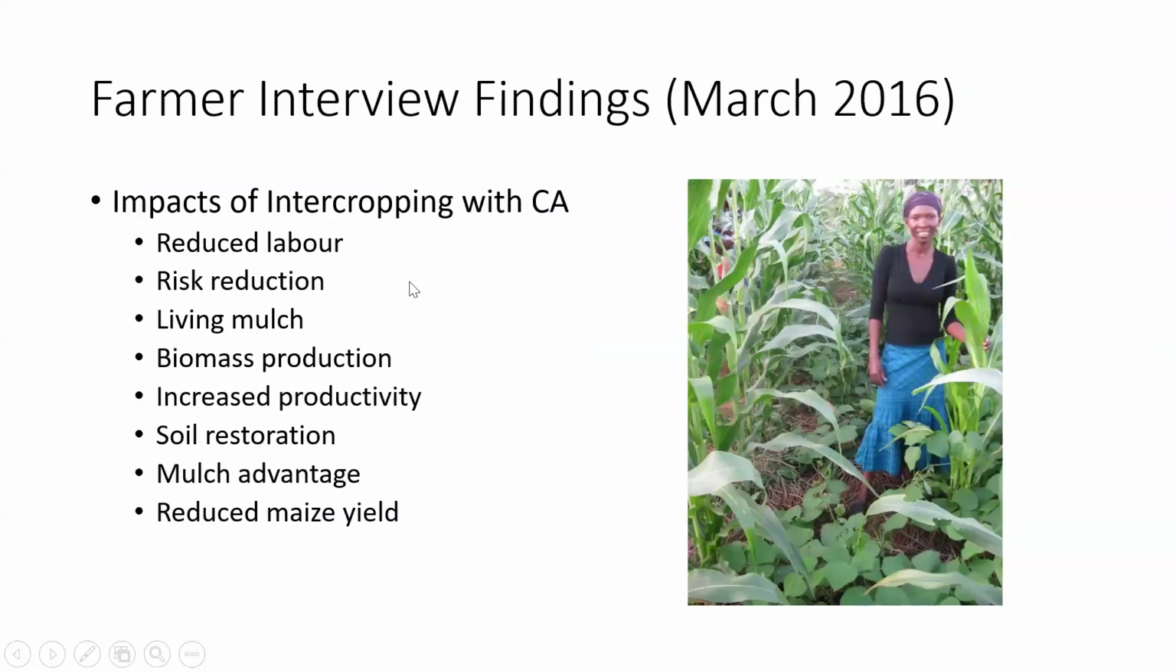So we ended the project by interviewing the farmers, and this is what we learned: the impacts of intercropping reduced labor, reduced risk, and provided a living mulch for farmers who did not have mulch to put on the soil surface to reduce water evaporation. At least they could grow their own mulch. They could produce more biomass, which gives you options for livestock feed. It would increase productivity because 2 crops are better than 1. The legumes would restore the soil. They would add nitrogen. The mulch was an advantage, and so the system worked even better if you had mulch. And we also learned that having an intercrop sometimes reduced the maize yield. So that was a trade-off.